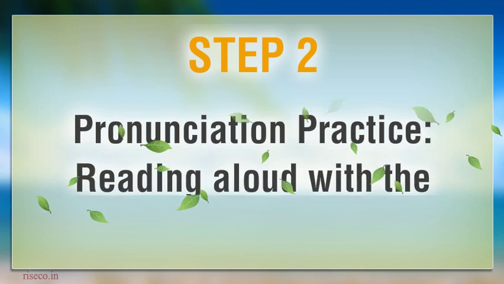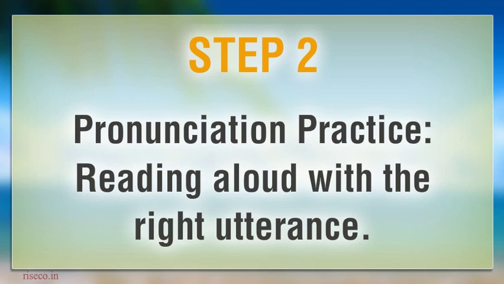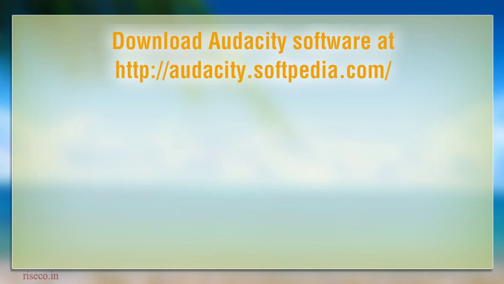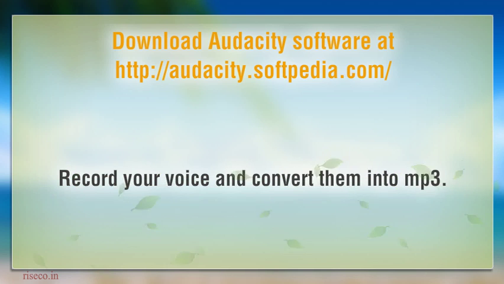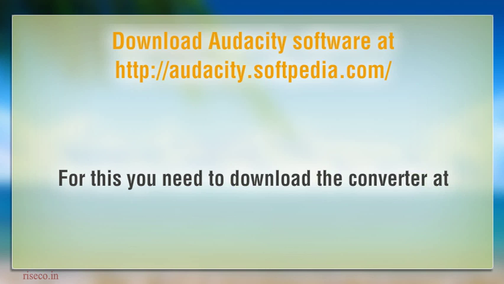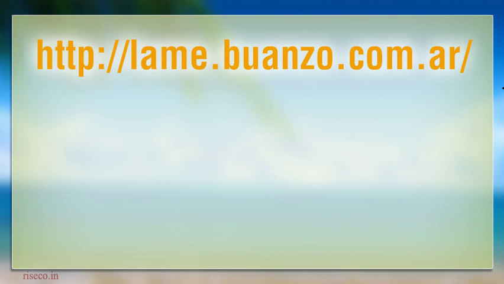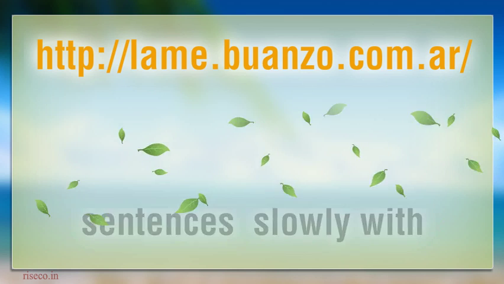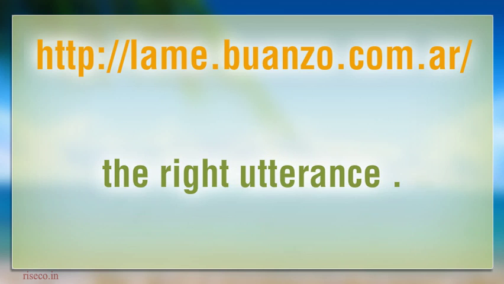Pronunciation practice: reading aloud with the right utterance. Download Audacity software at http://audacity.softpedia.com/. Record your voice and convert it into MP3. For this you need to download the converter at http://lame.buanzo.com.r/. As part of recording your speech, read out all the sentences slowly with the right utterance.